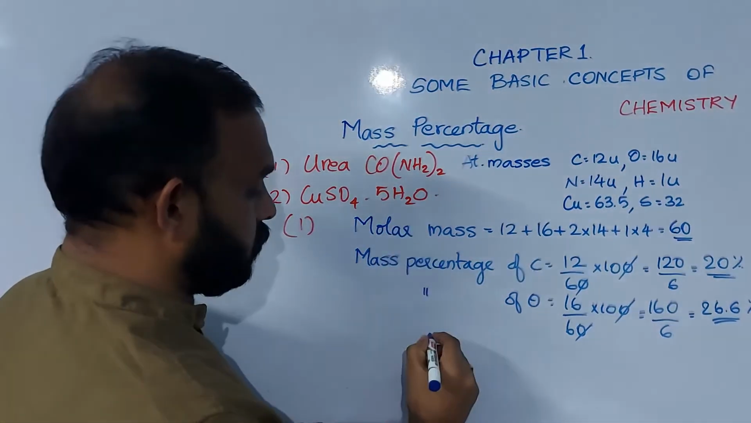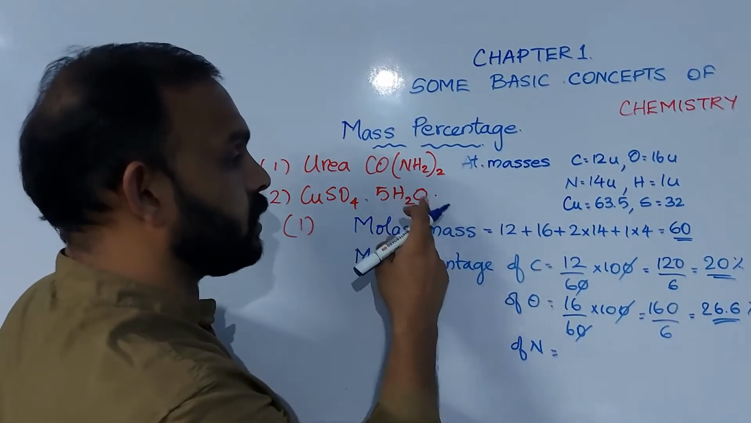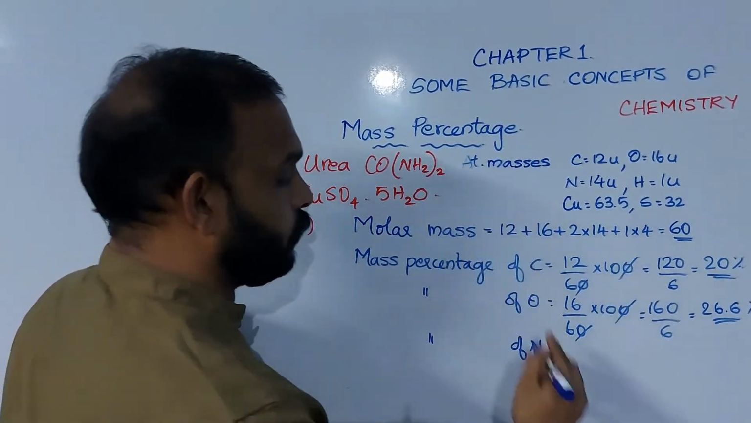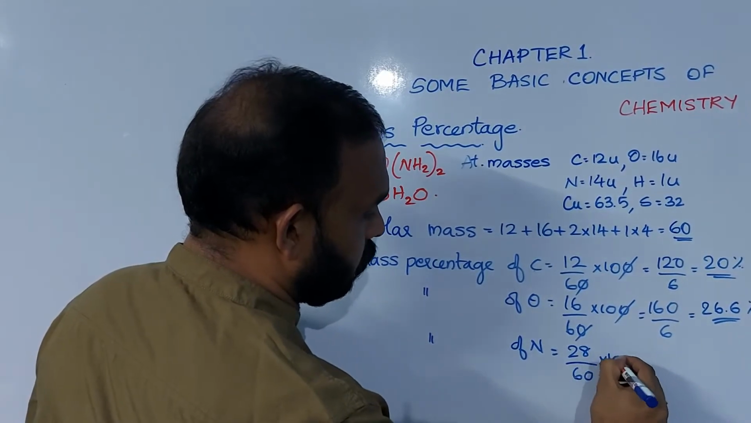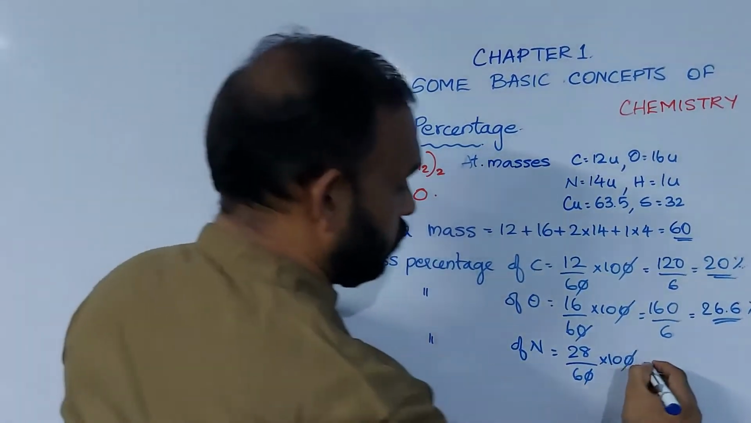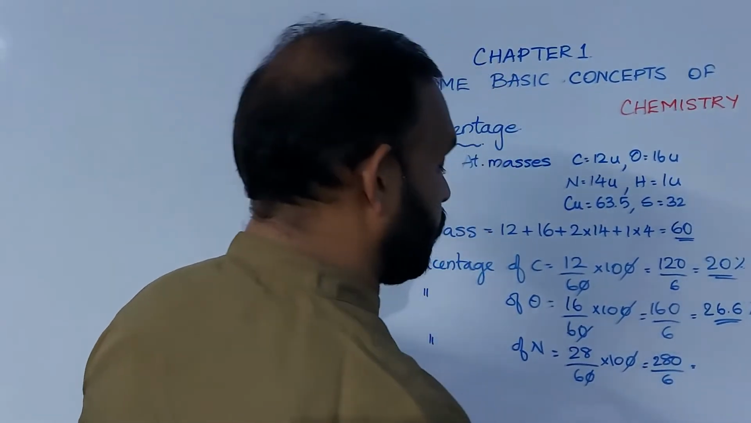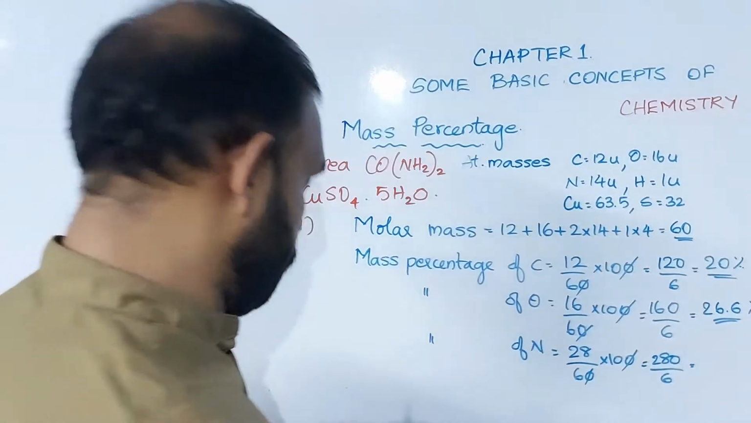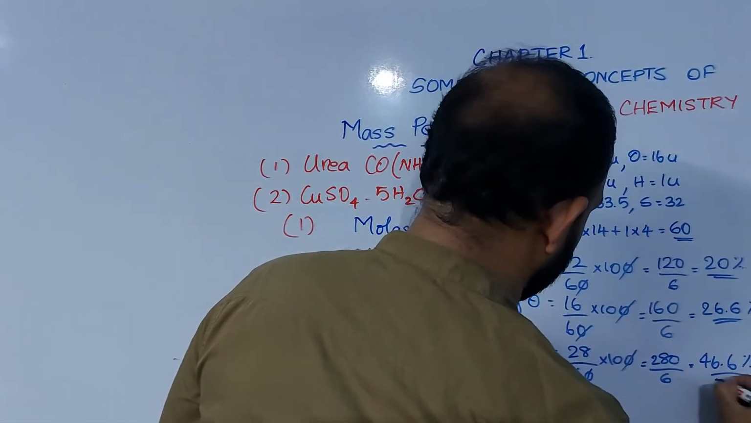Now mass percentage of nitrogen. It is important. How many nitrogen atoms are there? We have 2. So 2 into 14, it will become 28 upon 60 into 100. Then we have 280 upon 6. 280 upon 6 is how much? We have 280 upon 6 as 46.6 percent.